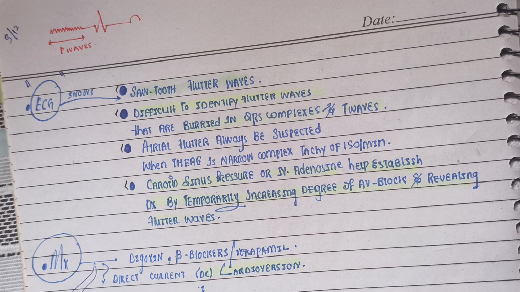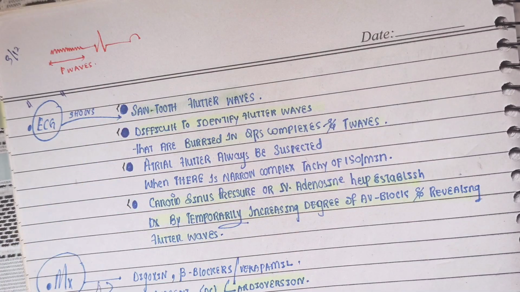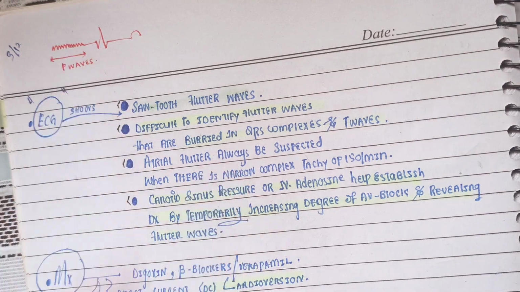Lots of P waves, because P waves actually represent atrial contraction. Now you have something in your atria which is beating at a rate of 300 per minute, which is producing lots of atrial contractions, and atrial contractions are represented by the P wave, and you can see the changes in P waves. So many P waves in a line, that means so many atrial contractions. These are nothing but the flutter waves, sawtooth flutter waves.